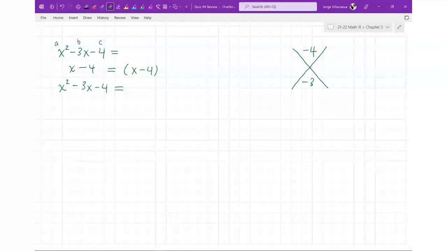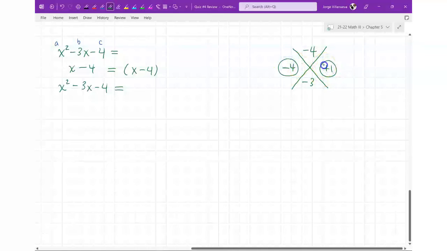Negative 1, positive 4? Oh, negative 4, positive 1. Sorry, I didn't hear you guys. So negative 4, positive 1. Negative 4 times positive 1 is negative 4. Negative 4 plus 1 is negative 3, so that works perfectly.